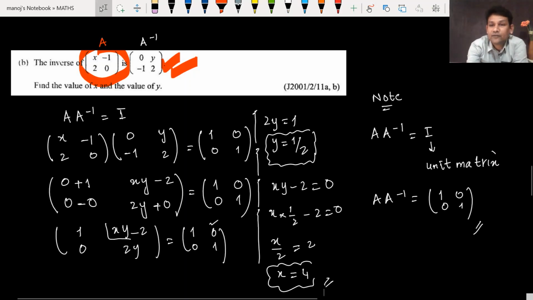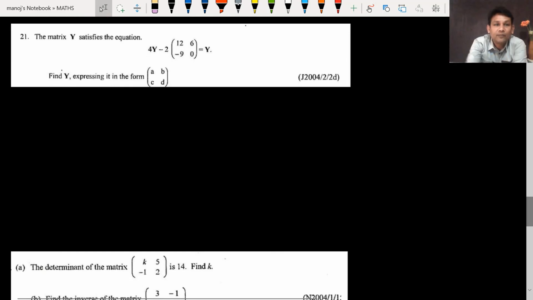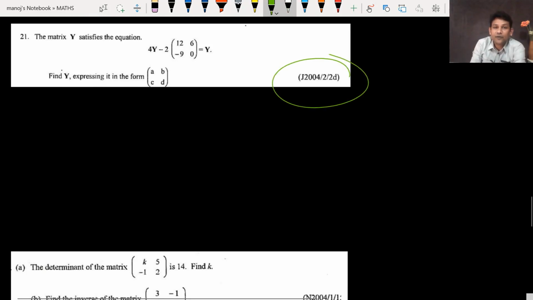I have selected some important questions. Maybe that will help you. Like this question, we have it so many times in our paper. The question is: this matrix y satisfies the equation 4y minus 2 matrix is equal to y. Find y, expressing in the form of this. You have to make y the subject here, like 4y and this y. You can shift this y here.